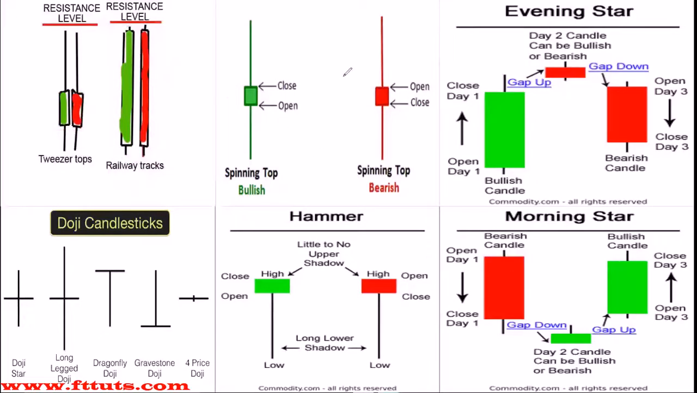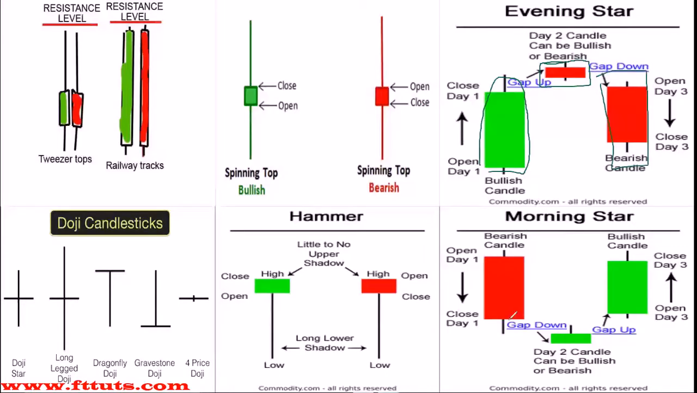These are spinning tops and spinning bottoms, simply a small body, and we have two long wicks to either side. Evening star pattern, we basically have a small gap up, small gap down right here. We have a little bit of space in between. Doesn't really have to be too much space, but most importantly, what we have is this characteristic of a bullish candle. Then we have a small little doji here, or spinning top. And then we have a nice bearish candle to close.